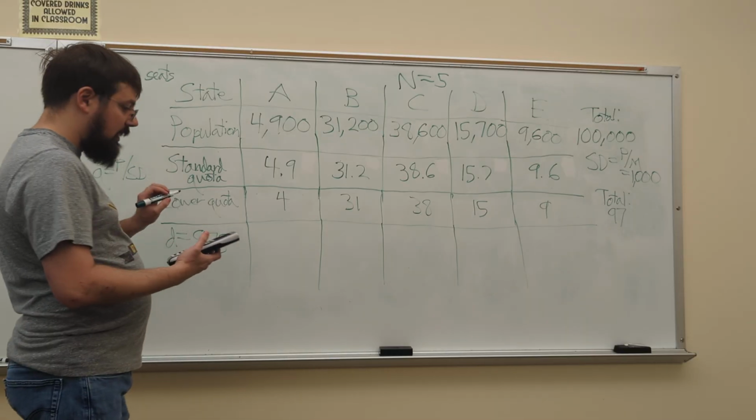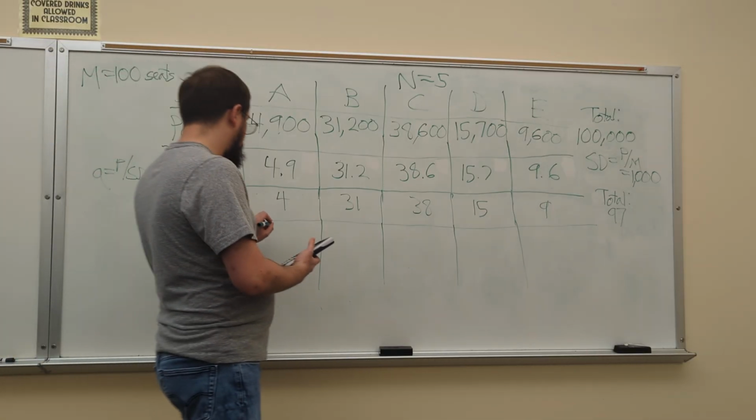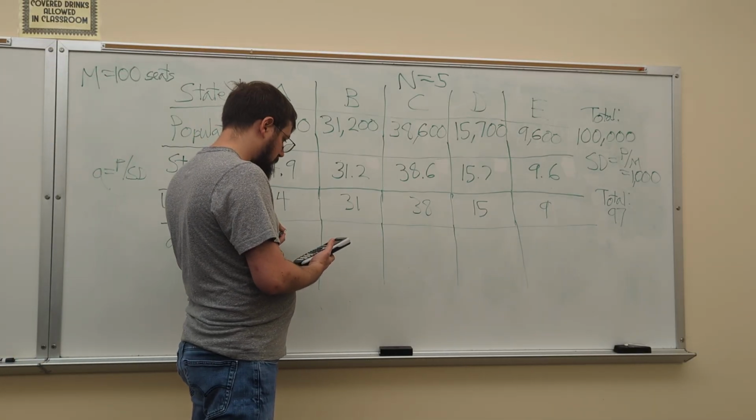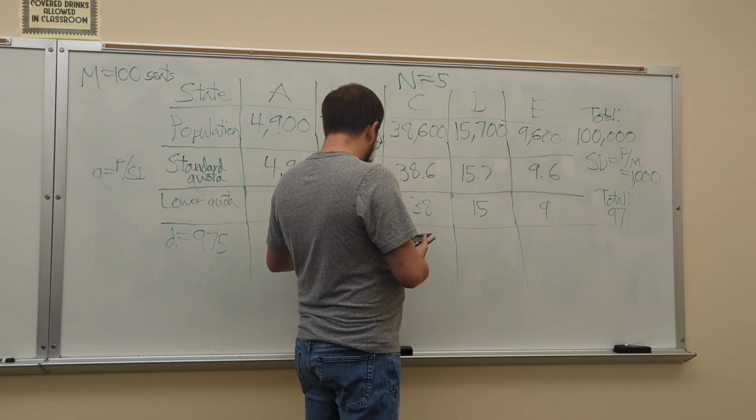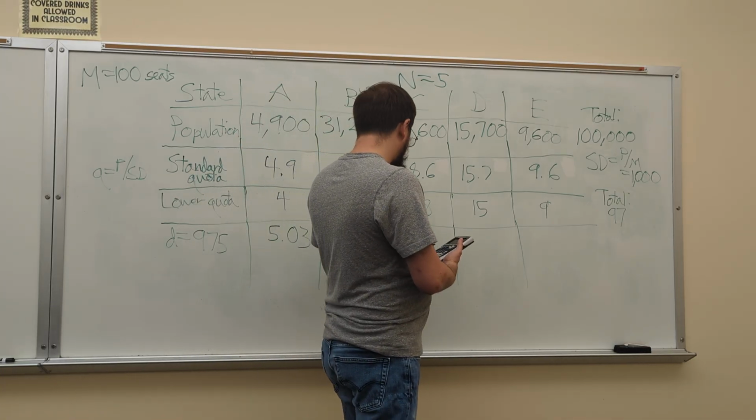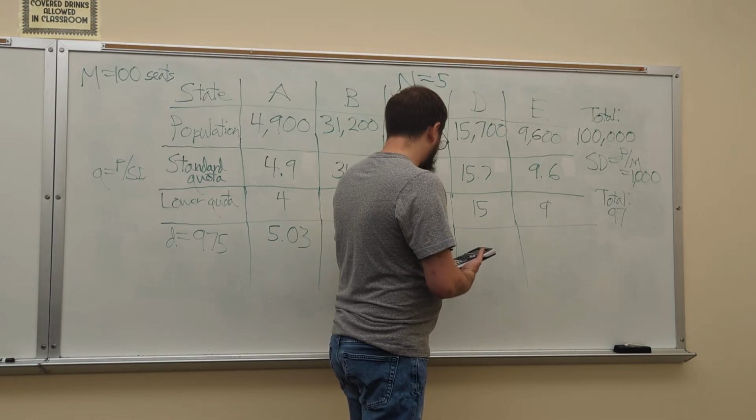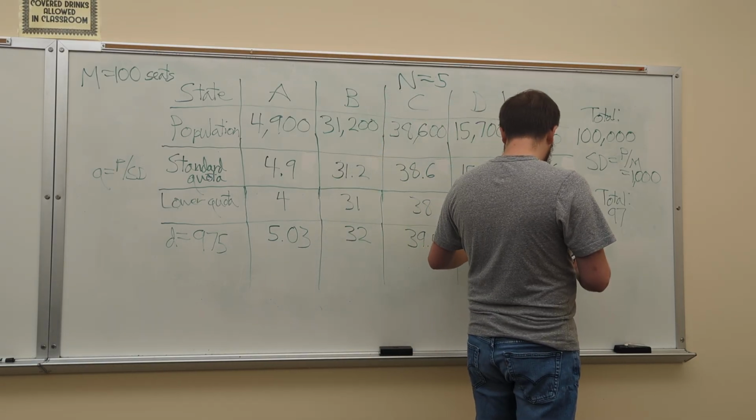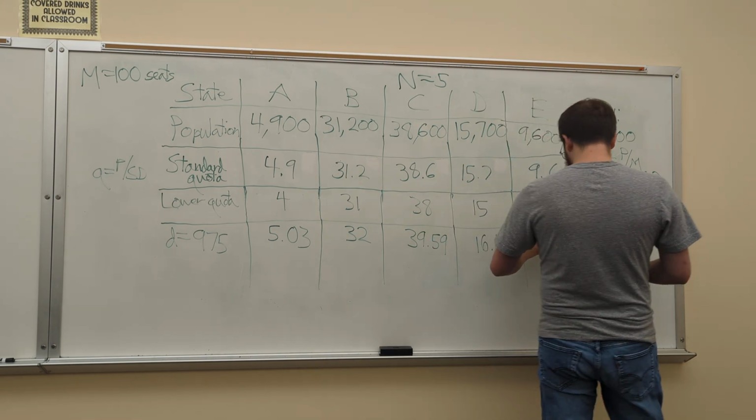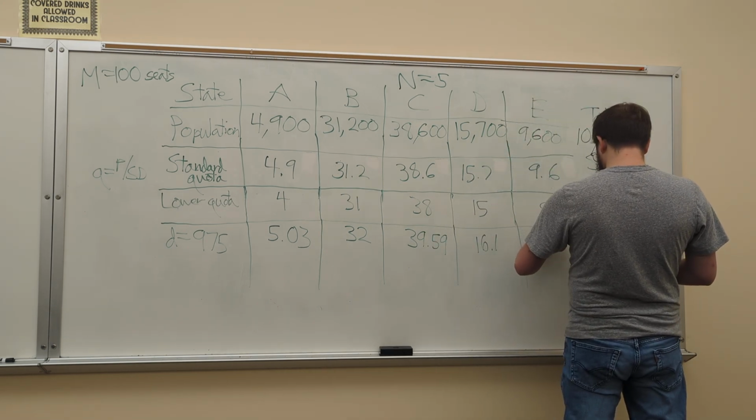then we get modified quotas of 5.03, 32, 39.59, 16.1, and 9.85.